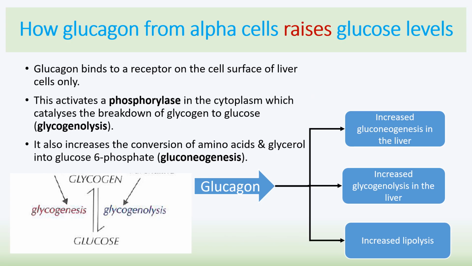Alpha cells release a hormone called glucagon that raises the glucose levels back up. So glucagon binds to a receptor on the cell surface of the liver cells only. This activates phosphorylase in the cytoplasm, which causes the breakdown of glycogen to glucose. This process is called glycogenolysis, and it increases the conversion also of amino acids to glucose via gluconeogenesis. So these two processes increase the production of glucose, which is then released into the bloodstream.